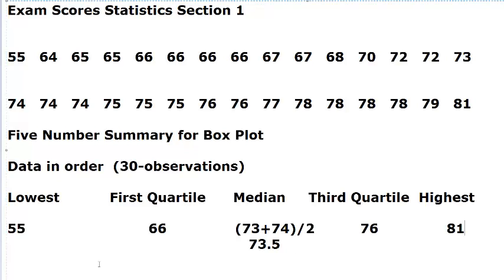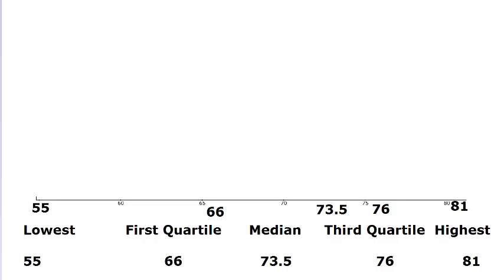For a box plot, we know that the numbers that we are going to plot are going to range between 55 and 81. So let's make a scale ranging from 55 to 81. Say this is 55, this is 60, and just go in that order. Then first you plot the lowest, then the value for 66, then the median, then the third quartile, and then the highest number.